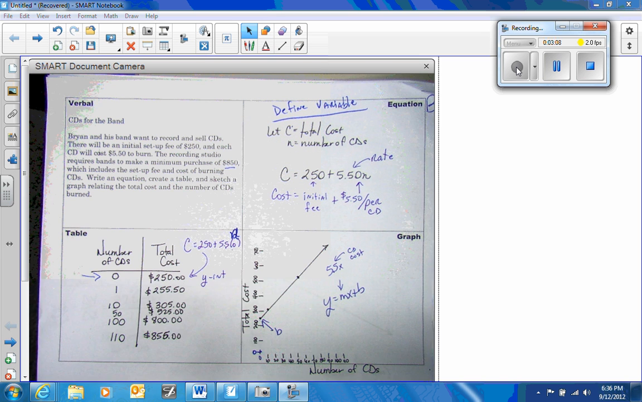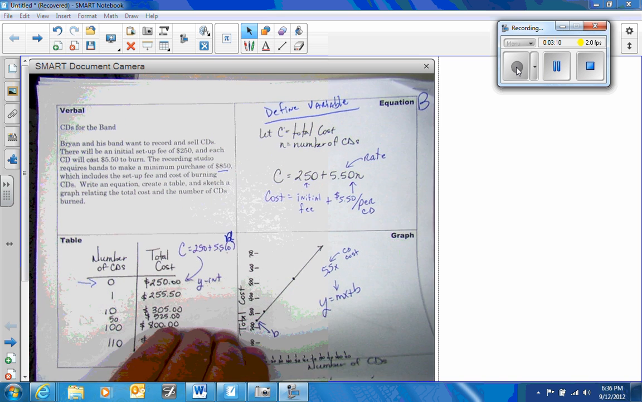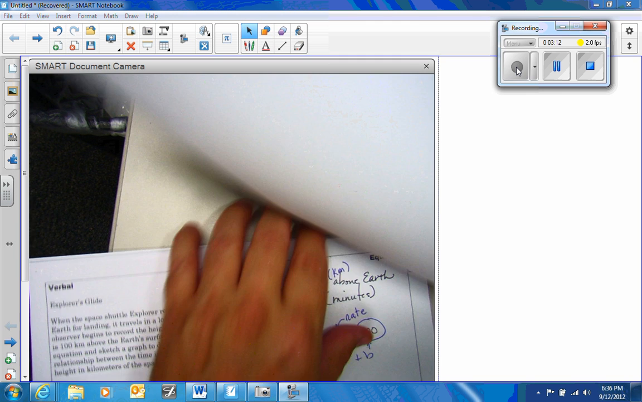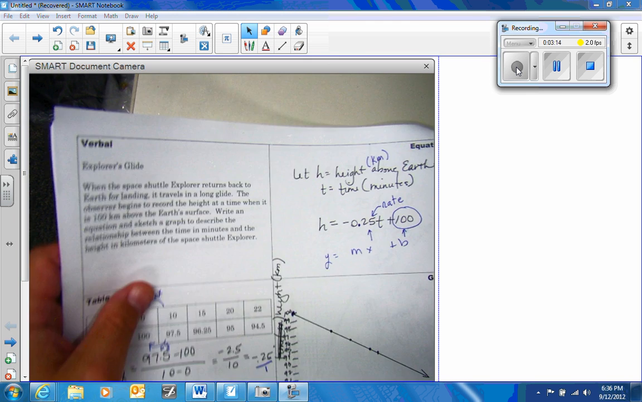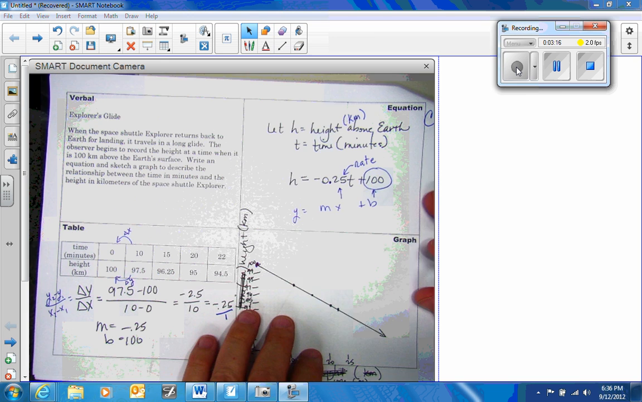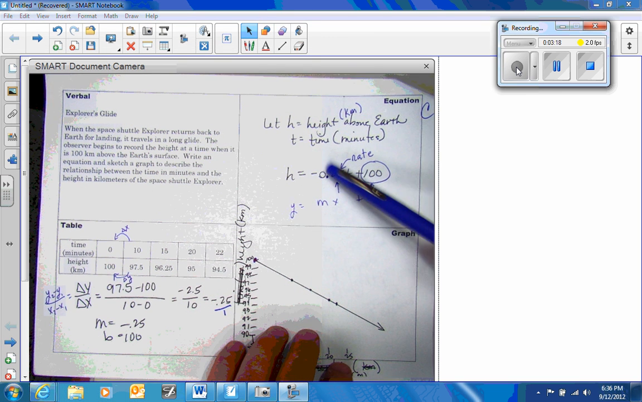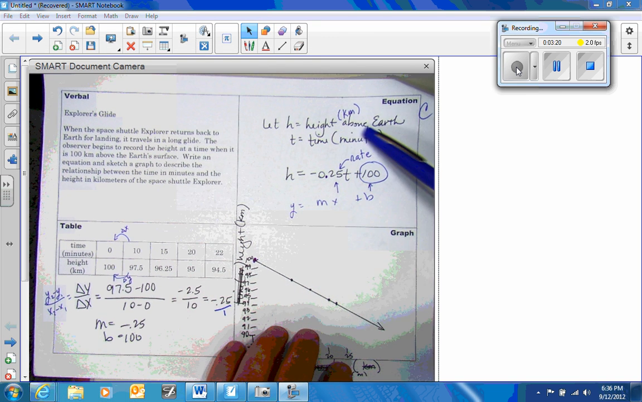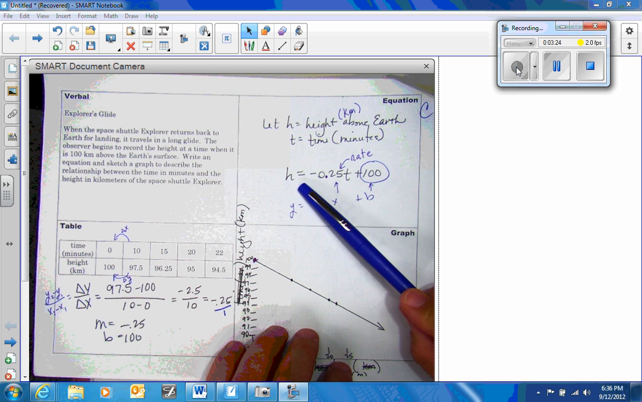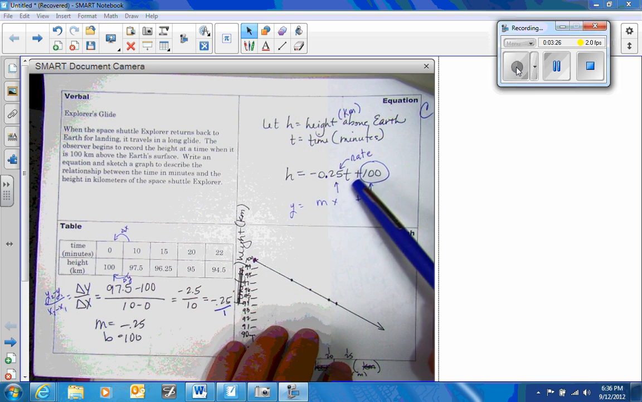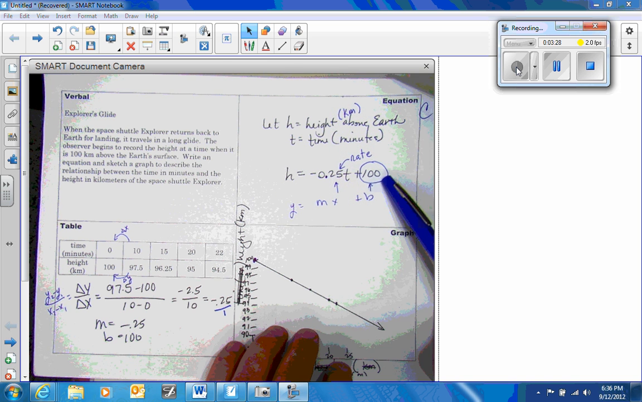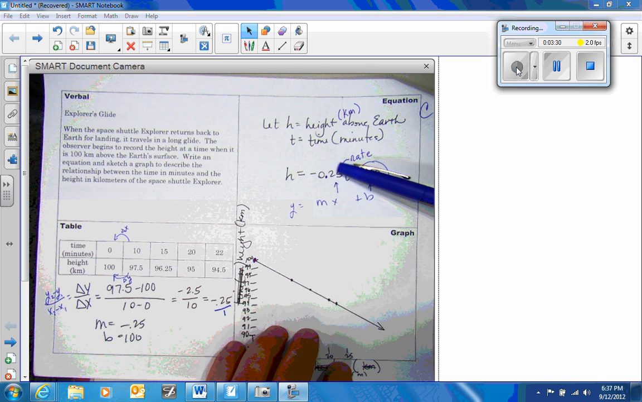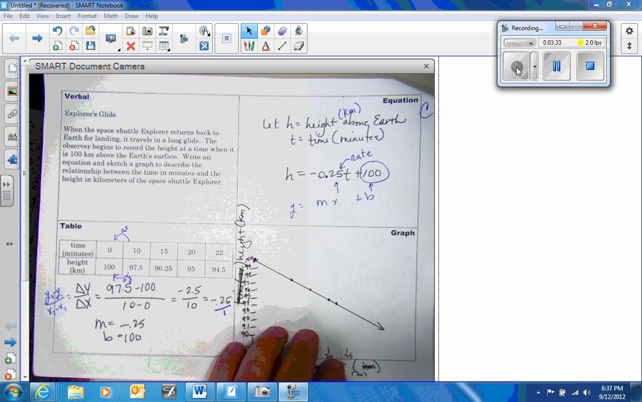So I'm going to go ahead and flip to the next one. That was from Group B. Here was Group C with the Explorer's Glide. You might want to fill this in on your table. H and T. H is the height of kilometers above the Earth. T is your time in minutes. Your equation is H equals -0.25 T plus 100. All right, that's the rate that the Explorer is descending.